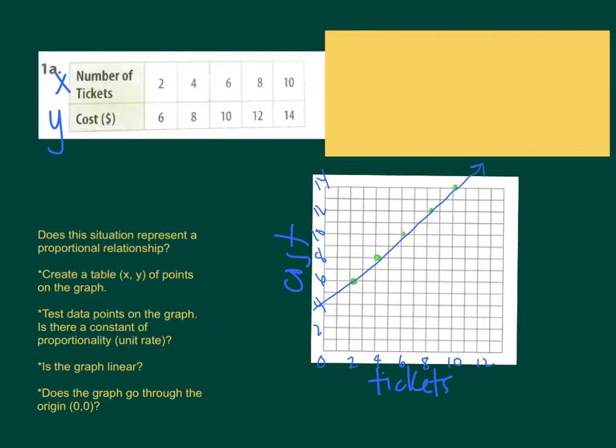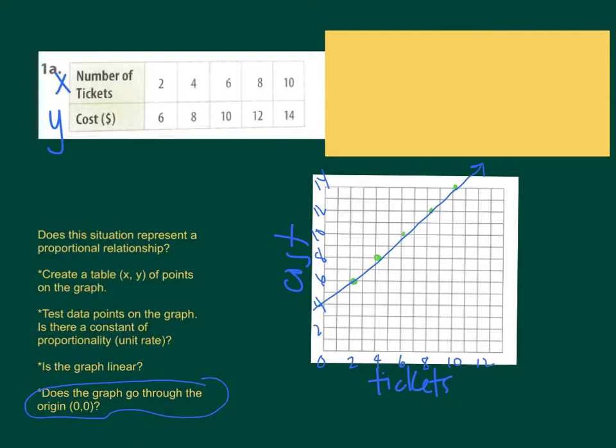Okay, and so when I look at this, hopefully most of us are going to see right away that this graph does not go through the origin, which means that this would not give me a proportional relationship. It does appear to be linear because it appears to be in a straight line. But if we take a look at our table and try to test some of those values, we're going to find that we will not get the same cross products.